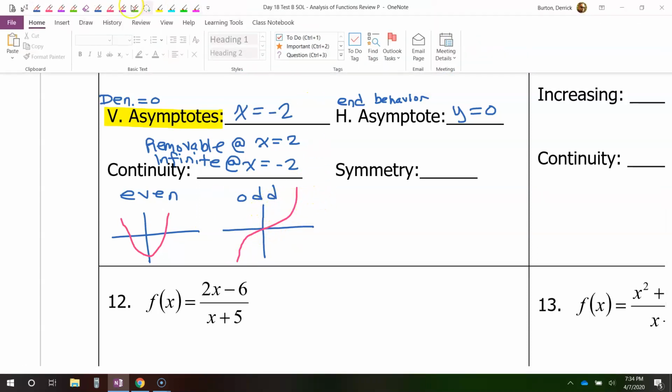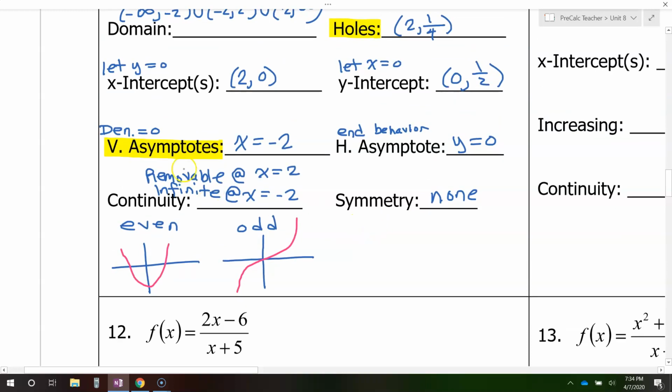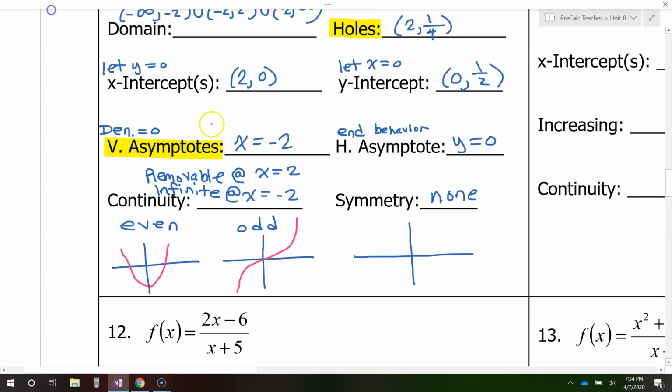At a glance, I can tell that this function is going to have neither symmetry. I'm going to put none. Now think about it. We have one vertical asymptote at x equals -2. So think about what that does as far as even symmetry. If I have one vertical asymptote and it's over here to the left, at -2, no matter what else is going on, there's no way that the graph is going to be symmetric.